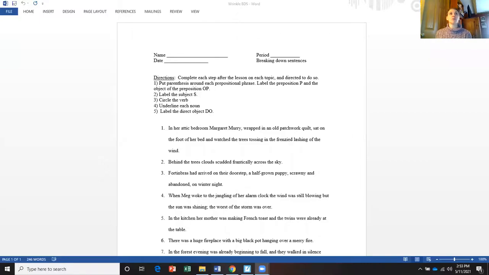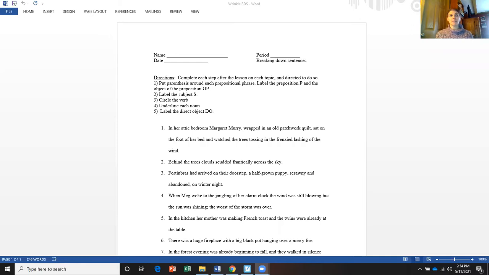So I have on my screen the paper that you have there, which is the breaking down sentences. So first I want to take a look at the directions with you. We see complete each step after the lesson on each topic, which actually we've done all of these topics ahead of time. So it kind of worked out this year that we did prepositions last, because usually I'll do prepositions first and then I'll teach all those other things in that different order, but now we know them all. So we can do all of them.